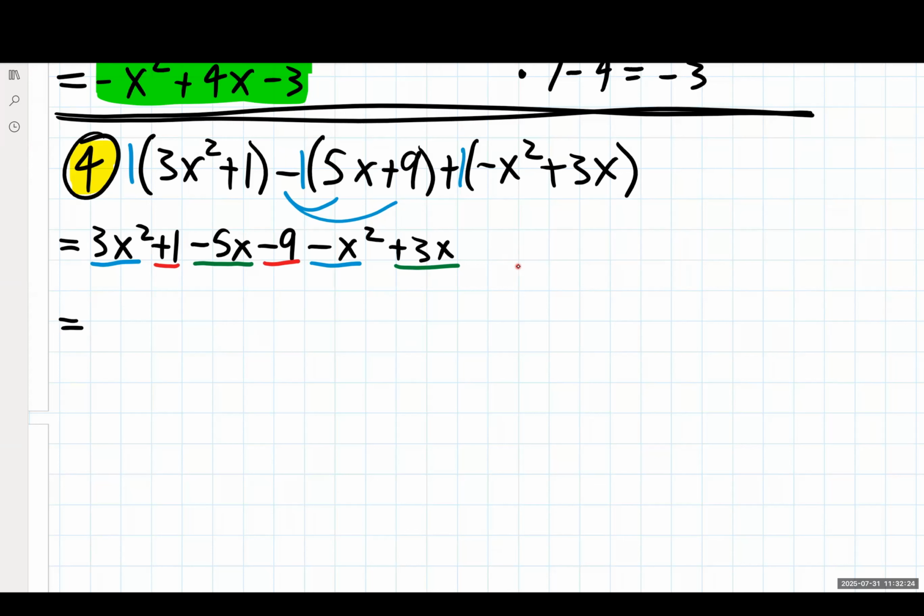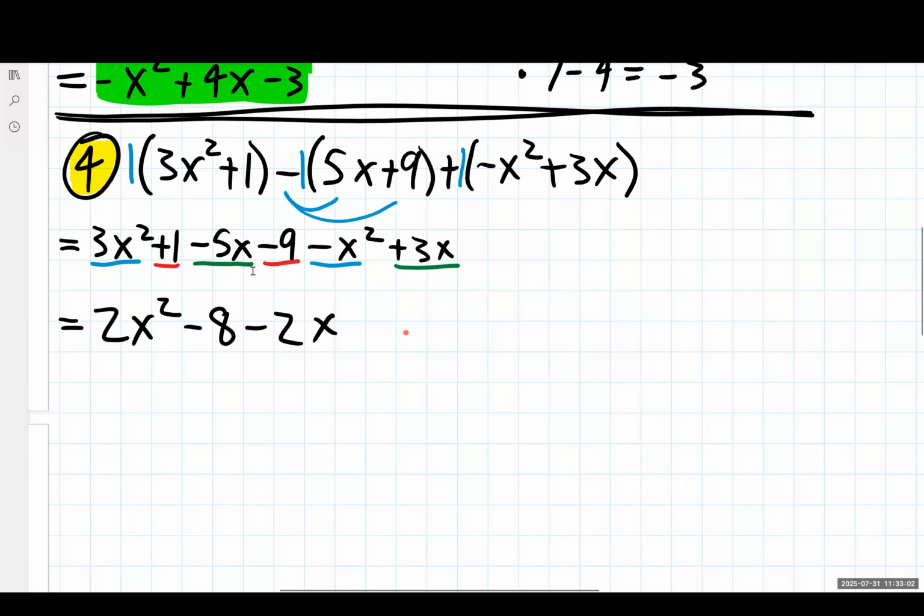And if you would like to skip the rewriting step, where we physically rewrite these things next to each other, you can do that. It's not required, but you do need to make sure that you are combining the coefficients correctly. So 3x squared minus x squared, that's going to give me 2x squared. I have a positive 1 minus 9. That's going to give me a minus 8. And then I have negative 5x plus 3x. That's going to give me a negative 2x. I just combine these things together going left to right.